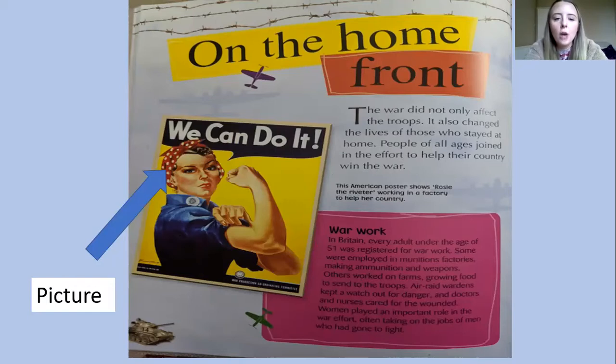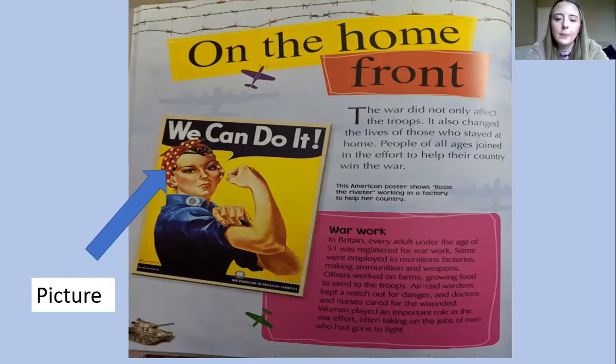Now, to be able to know exactly what that photo is about, or that picture, I had to look at something. This little thing here. It says, this American poster shows Rosie the Riveter working in a factory to help her country. What's that called?